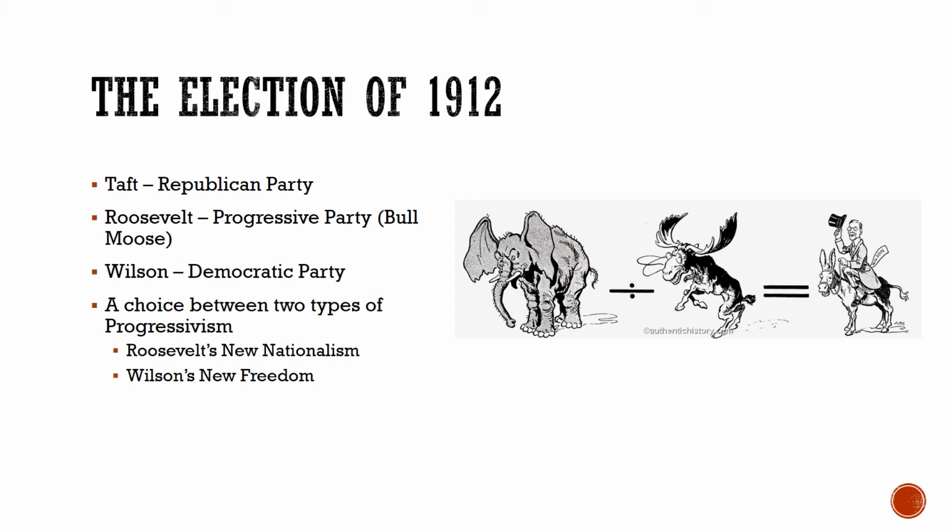So it's a choice between two types of progressivism. One is Roosevelt, who calls his progressivism the new nationalism, and Wilson, who is also a progressive, and he calls for something called the new freedom. And it's important to compare and contrast these two different views on what the government should do.